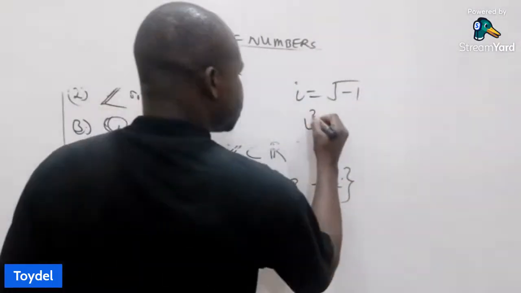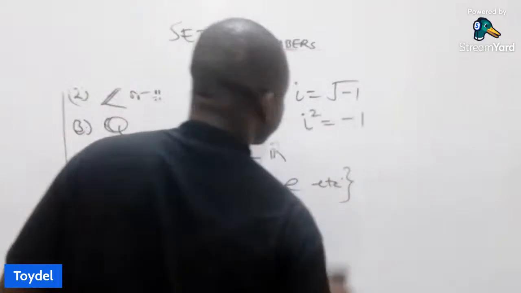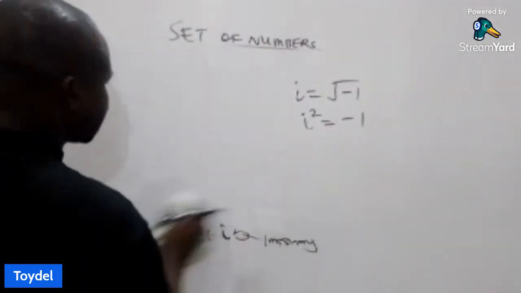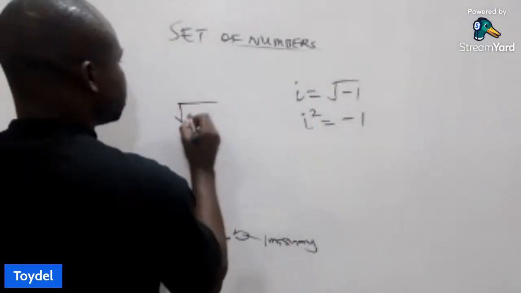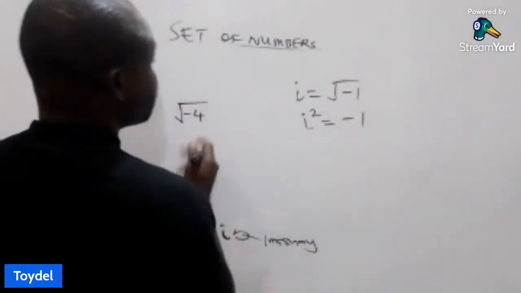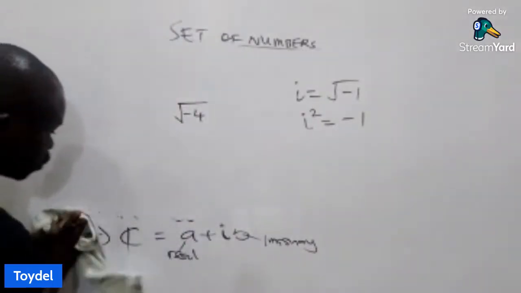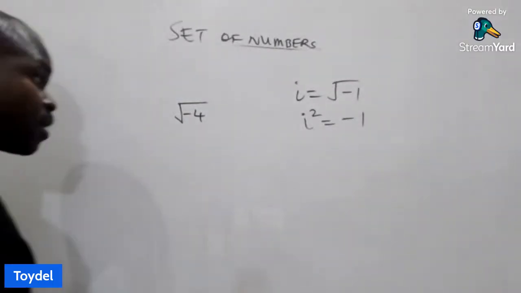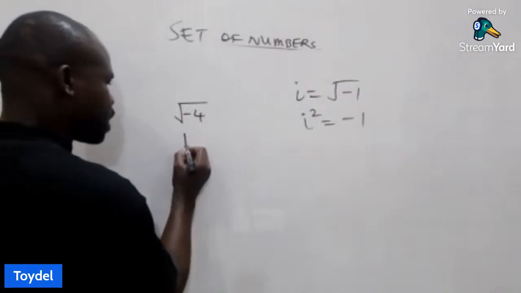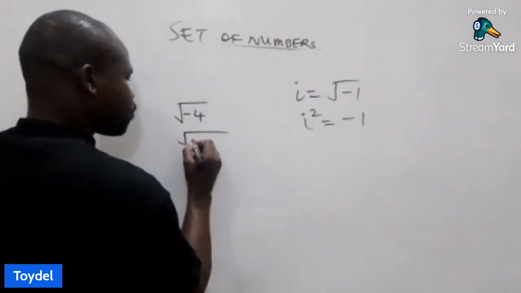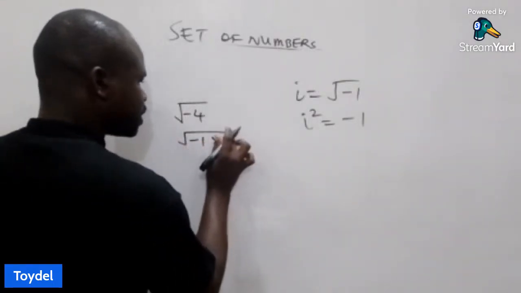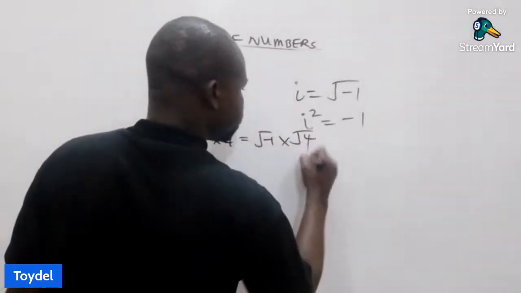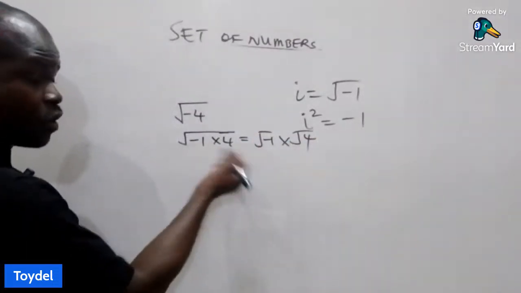So i squared is equal to -1, and this is how we solve problems under complex numbers. For instance, suppose you have to find the value of the square root of -4. If you press your calculator from today till tomorrow, it's going to give you an error, because you cannot find the square root of -4 in the real sense. The only thing you can do is split it into two: -1 times 4, which is still the same thing as -4. You now split it as the square root of -1 times the square root of 4.